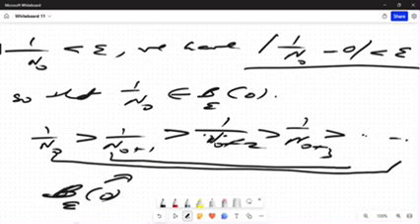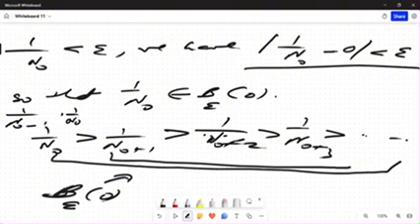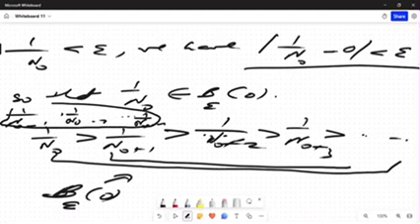So the only ones that may be outside may be 1 over n naught minus 1, 1 over n naught minus 2, and so on and so forth up to 1 over n naught minus n. So obviously you can count them. There are n of them, in this particular case.